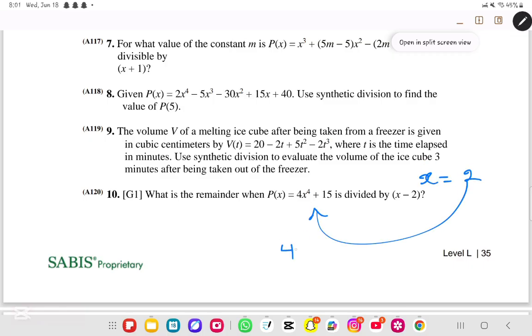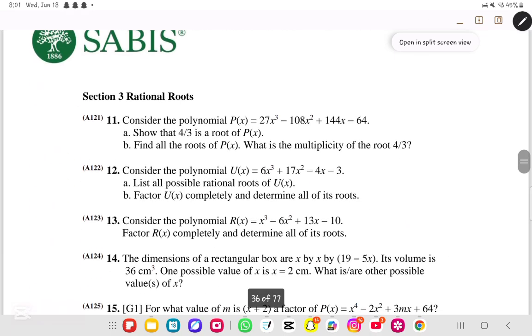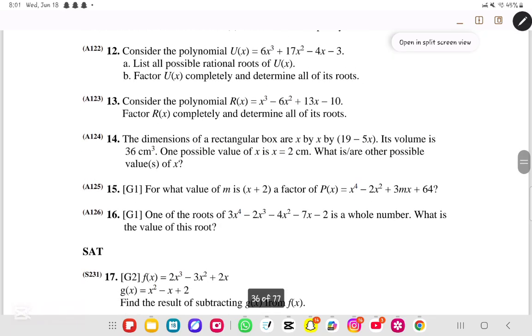Substitute it over here. So it will be 4 times 2 to the power of 4 plus 15. You will also get the answer, which is 79. Now, the next grids we have are 15 and 16.